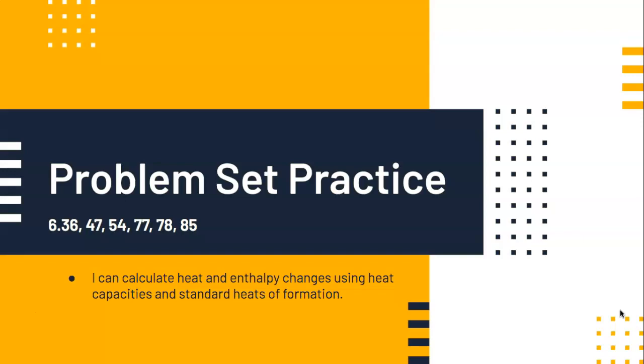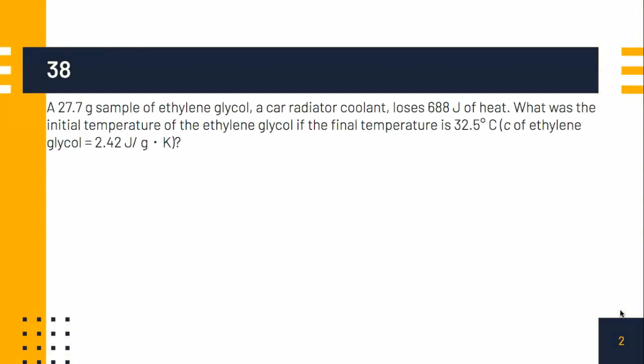The first practice problem we're going to work through is number 38, and it reads as follows. A 27.7 gram sample of ethylene glycol, a car radiator coolant, loses 688 joules of heat. What was the initial temperature of the ethylene glycol if the final temperature is 32.5 degrees Celsius? C, or the specific heat of ethylene glycol, is 2.42 joules per gram times Kelvin.